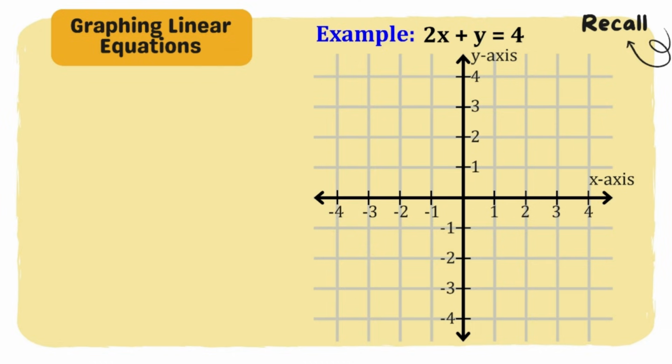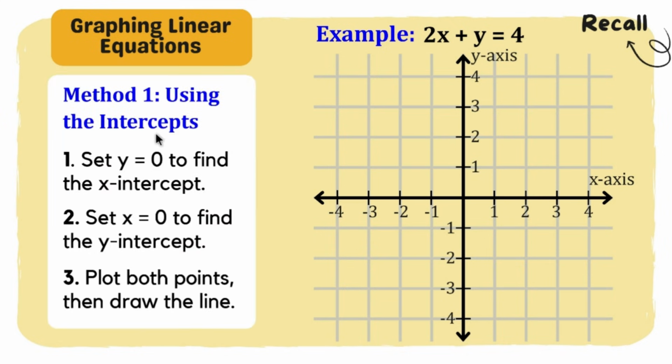Let's have this example, 2x plus y is equal to 4. So how do we graph this equation? Using method number 1, using the intercepts, we can have these 3 steps. Step number 1 is to set y is equal to 0 to find the x-intercept. So using our x-intercept, nag-set po tayo ng 0 for y. That's why we found out na yung ating x-coordinate ay 2. So therefore, we can have this first point.